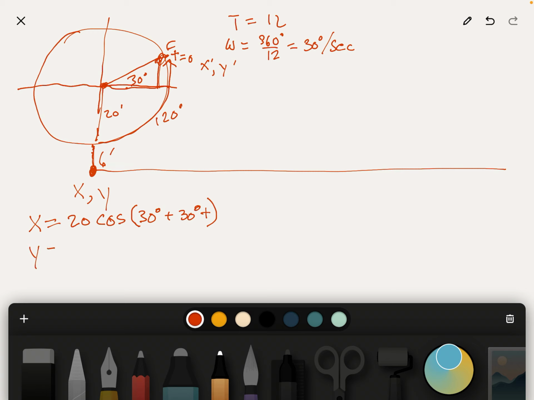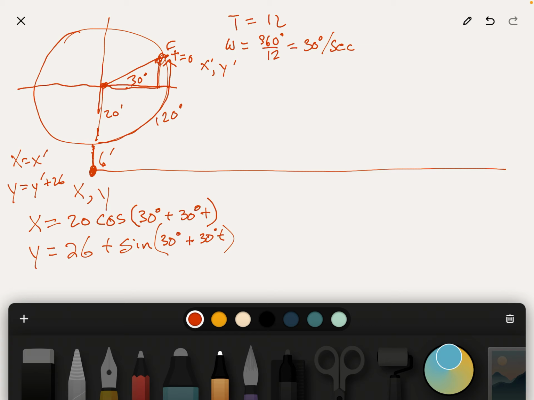And then y equals, okay, again, x equals x prime, that's no problem. y equals y prime plus 26. So it's 26 plus sine of 30 degrees, that's the position at time 0, plus 30 degrees times t. So those are her parametric equations.